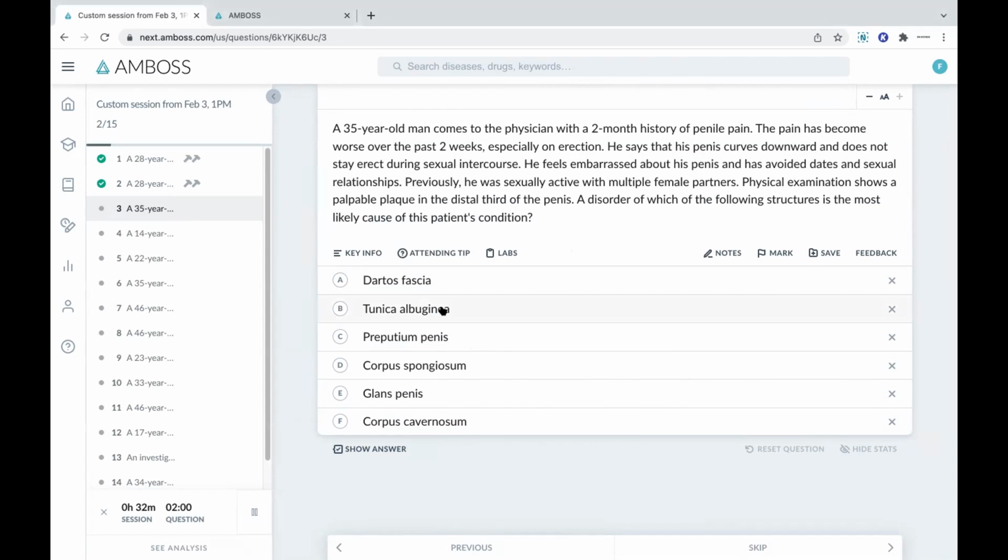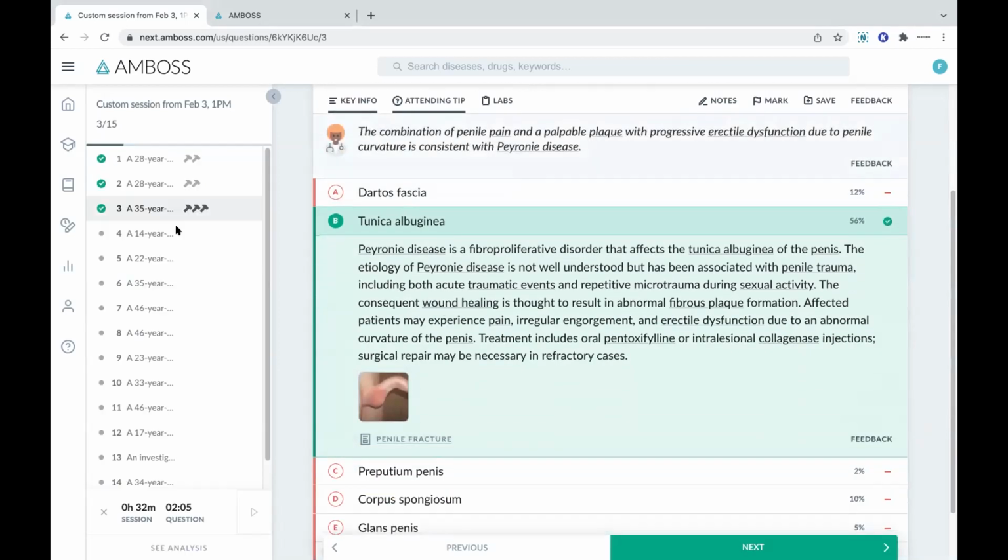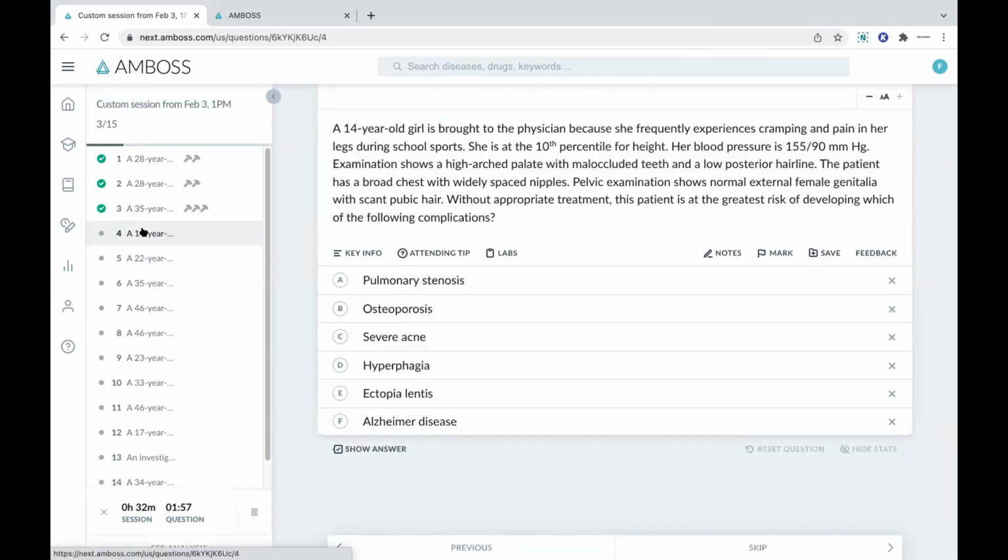Fast answers, please. Where? In the Dartos fascia, yes or no? The answer is no. In tunica albuginea, yes or no? The answer is yes. Okay, good. So we just talked about this. Without appropriate treatment, the patient is at greatest risk of developing which of the following complications.